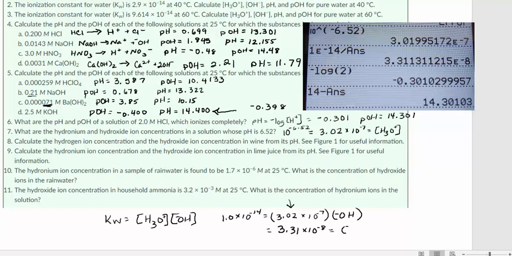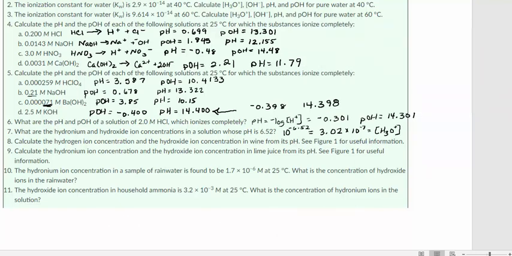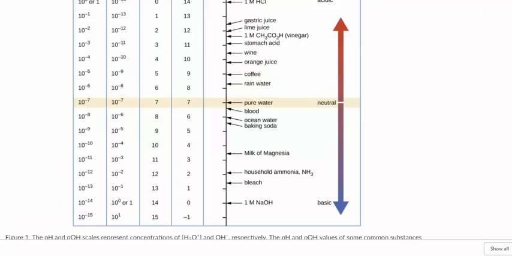Number 8, we're referred to figure 1 in order to find the pH from wine. And in number 9, we're supposed to find the pH of lime juice. So I'm going to find them both over here. So wine is somewhere between 3 and 4. I'm just going to call it 3.5 because I'm not sure. And then lime juice is found up here.